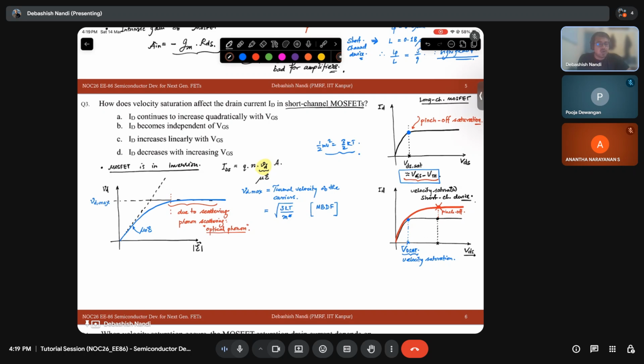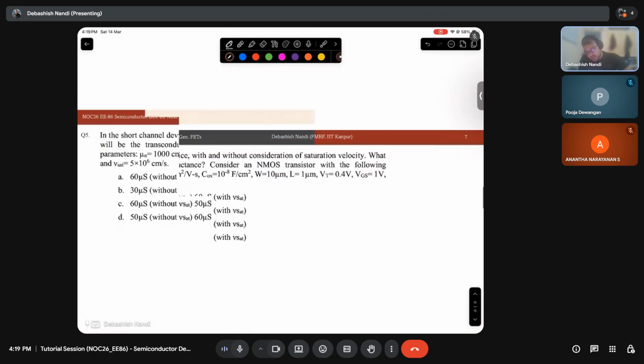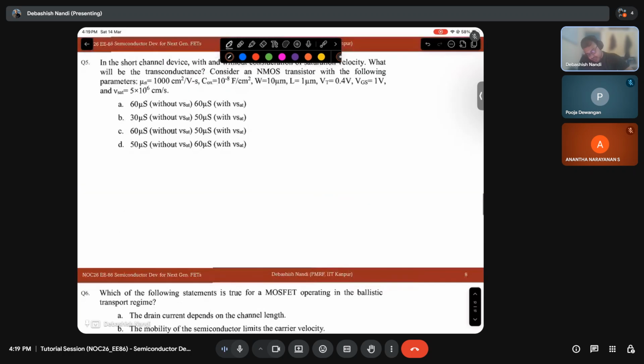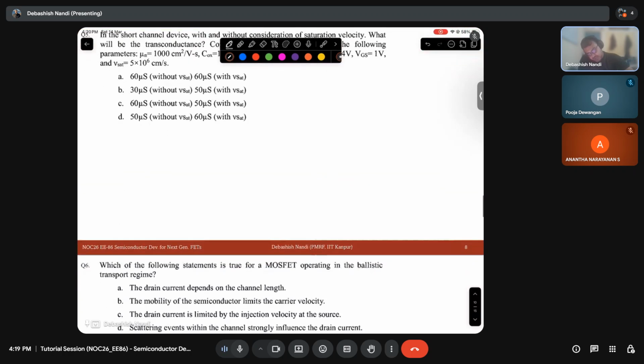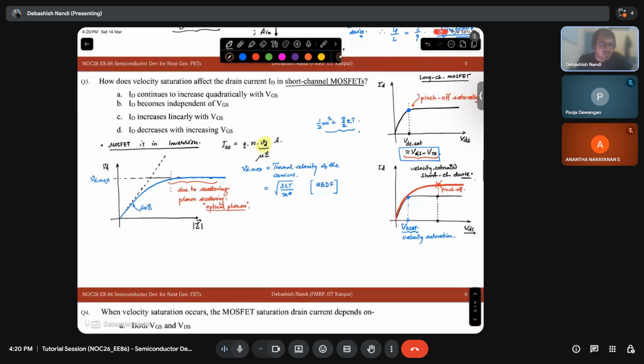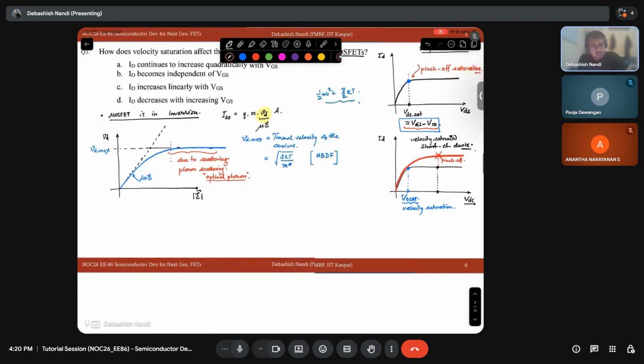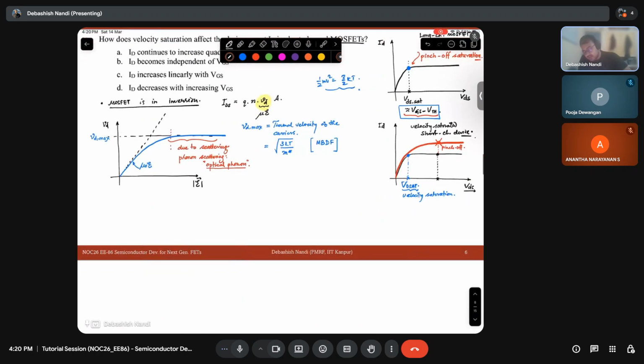Now how do you model your velocity saturation? Because for the next two or three questions, we have to have some mathematical sense of the velocity saturation. So that is why we'll just derive very briefly how my velocity saturation model will behave. Okay. So how can I model this curve, the blue curve?